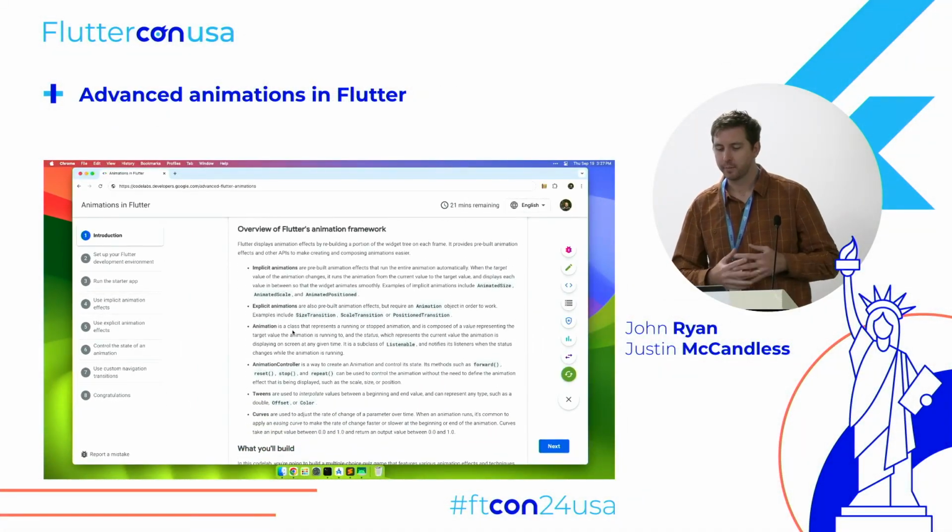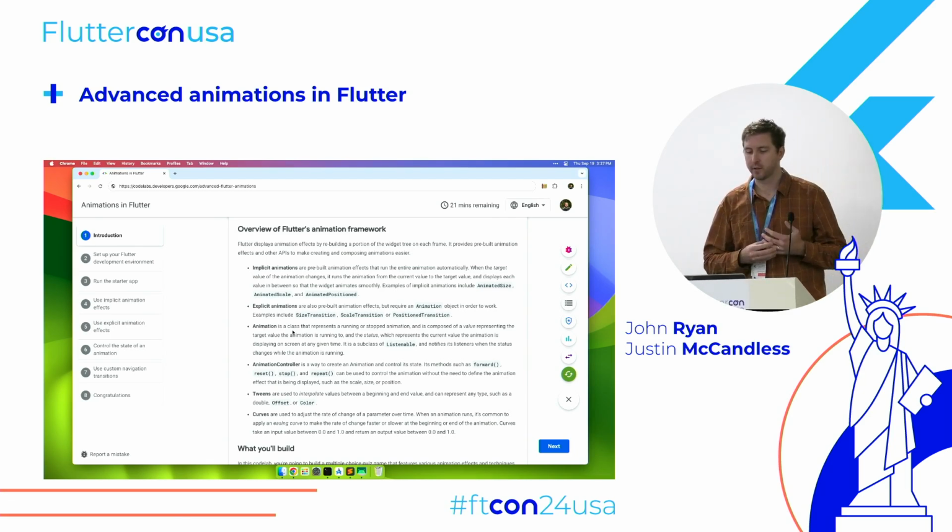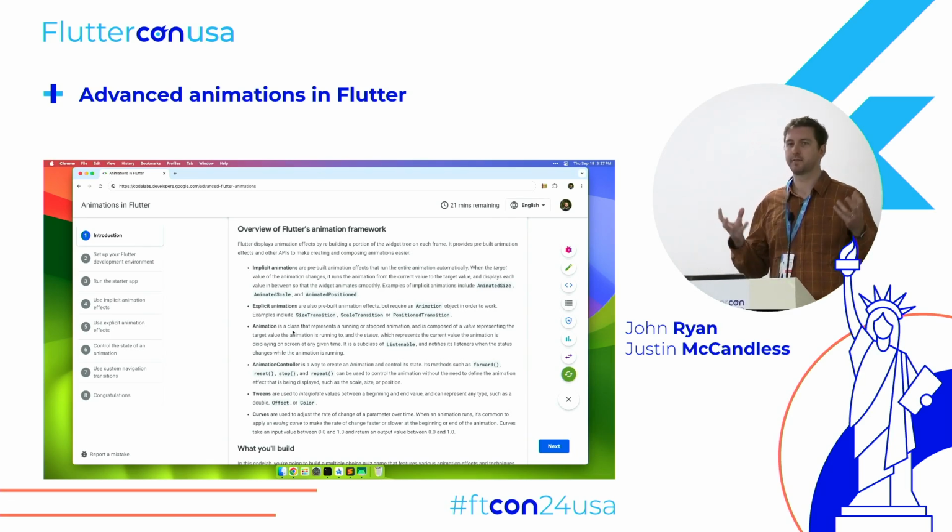What we're going to see in the code lab, we're going to see implicit animations, which are implicitly animated widgets. So these are going to be subclasses of the implicitly animated widget class in Flutter. And we're going to see how to use that. And then we're going to move on from there to situations where you might need an explicit animation. So we're going to see some examples of that.